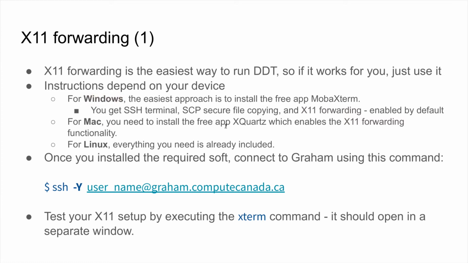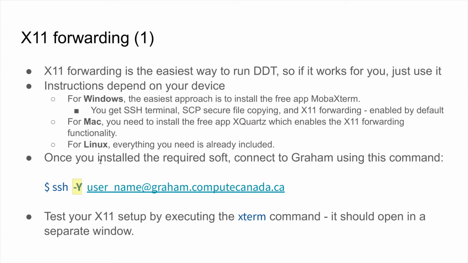For Mac, you use your standard terminal, but for X11 forwarding, you need to install a free app. It's called XQuartz. For Linux, everything you need is already there. Once you've taken care of that, let's say you have MobaXterm, I'll be showing it in a moment. I'll be using it myself. The only difference compared to your usual way to SSH to a cluster is that you say ssh -Y. This is what enables X11 forwarding.